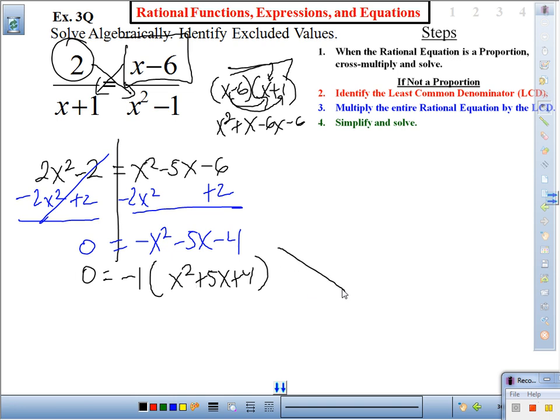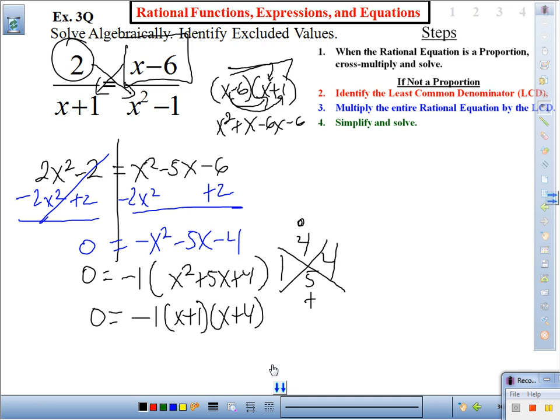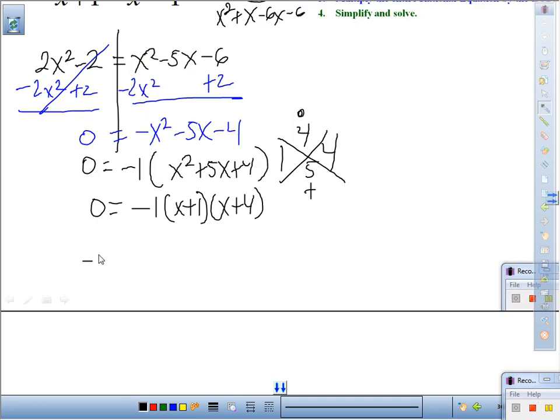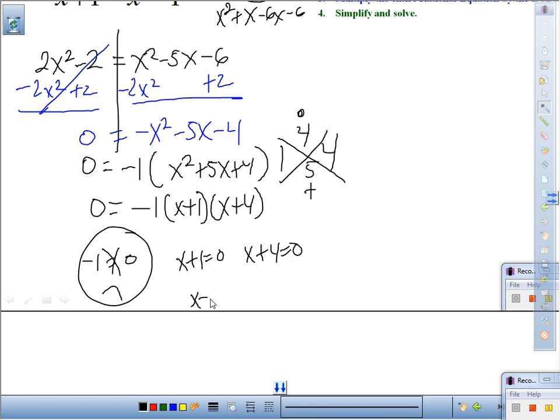Let's see. Power Rangers. 4, 5. Factors of 4 that add up to 5. 1 and 4. To save time, instead of grouping, let's just write our factors. What are our factors? x plus 1, x plus 4. Bring down the BFF. And now we just write all that equal to 0. Is -1 equal to 0? Is that true? No. x plus 1 equal to 0 and x plus 4 equal to 0. So if we solve, what is here? -1. And what is here? -4.